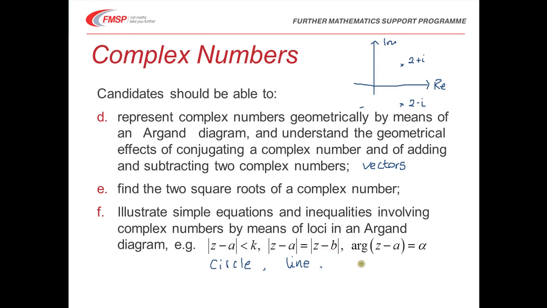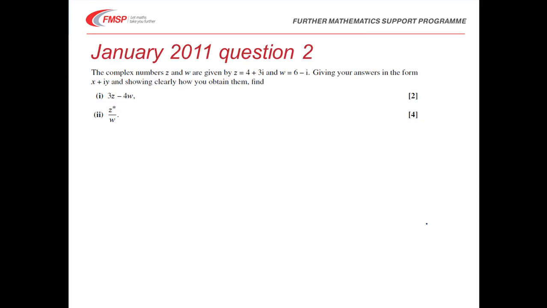And then this third one is a half line, and that half line will start at the point A and it will make an angle of alpha with the positive real axis. So having looked at the specifications, now let's start looking at some exam questions.